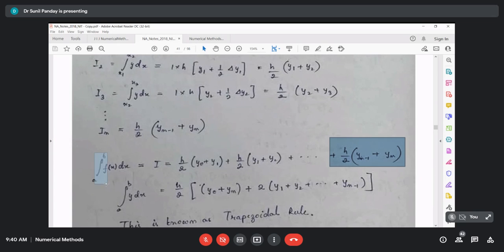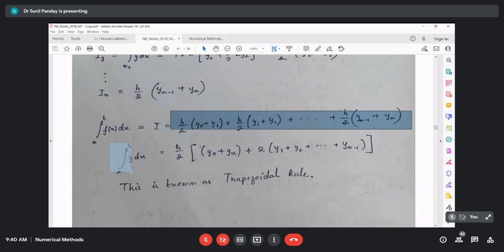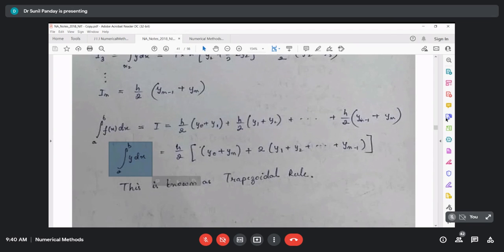So the integration from a to b of f(x) dx is equal to I, and that is equal to this. Since h by 2 is common in all the terms, I take h by 2 outside. y0 appears only one time, and similarly yn appears only one time, so I collect them together as y0 plus yn. Now y1 appears here and also here, and similarly y2 appears in the next step also. So 2 times y1 plus y2 plus up to yn minus 1. This is known as the trapezoidal rule.